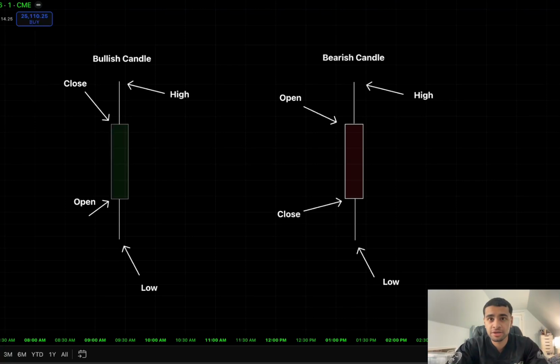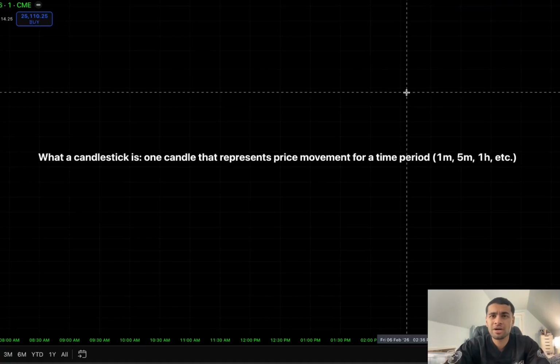It'll be everything you need to know about a candlestick, and it's just the most basic thing of trading. If you don't understand what a candlestick is, you would not be able to read the charts. So what is a candlestick? A candlestick is a candle that represents price movement for a time period. For example, 1 minute, 5 minute, 1 hour, etc.